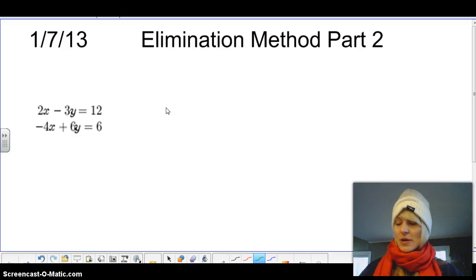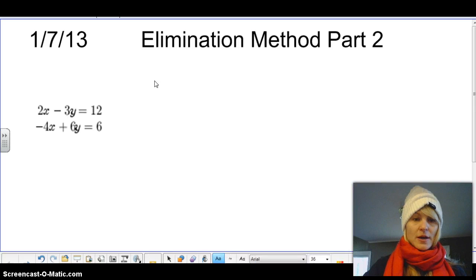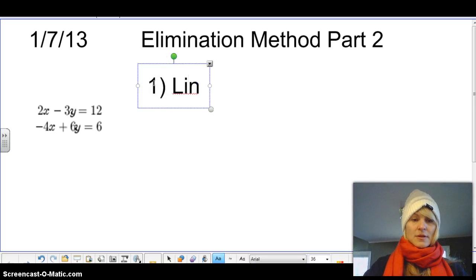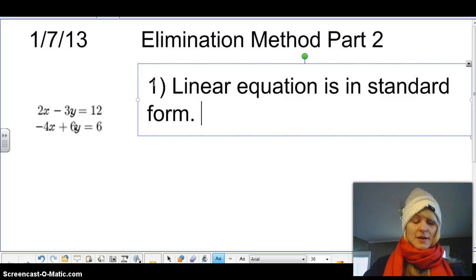So remember, when you're starting elimination method, you want to use this method when you see that your problems are in standard form. So the linear equation is in standard form. Okay, and so remember that's ax plus by equals c.